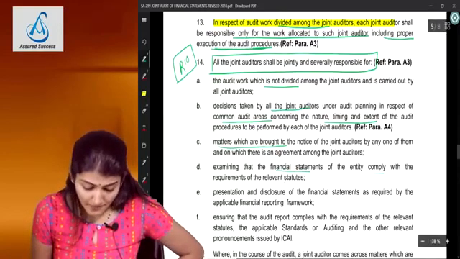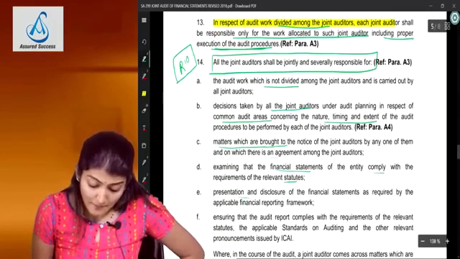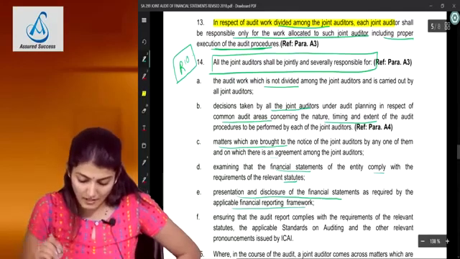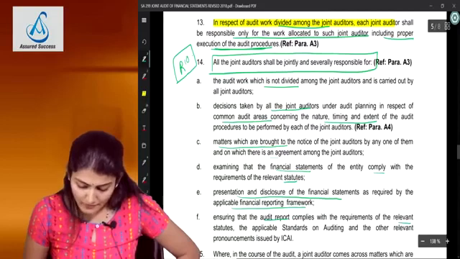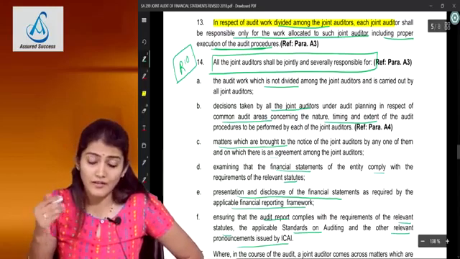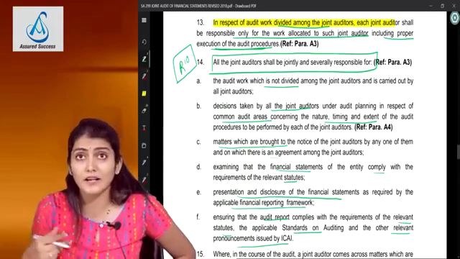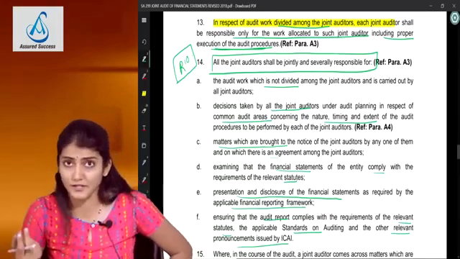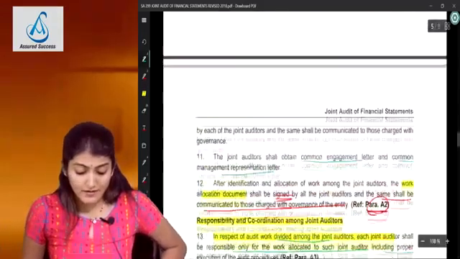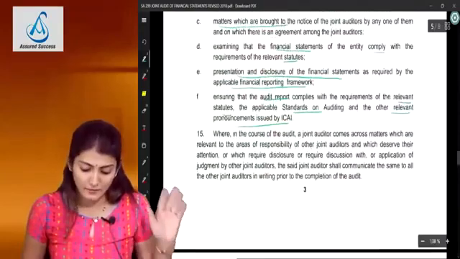Financial statements comply with the requirements of the statute. Presentation and disclosure of financial statements is in accordance with the AFRF. Audit report complies with the requirements of the statute, the SAs and the other relevant pronouncements by ICAI. And I have already added one point over there which is regarding the information and explanations. Okay. Right. So these are areas where the joint auditors are jointly and severally responsible.